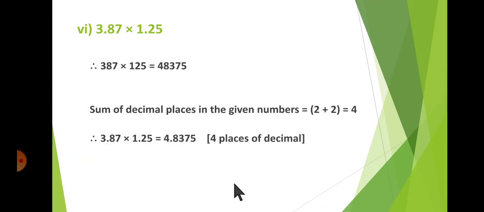Let's see one more question. Question number 6: 3.87 multiplied by 1.27. Both numbers are in decimal form. Firstly, you ignore the decimal and do a simple multiplication. Then you count the decimal places. In the first number 1 2 decimal places and in the second number 1 2. It means the sum of decimal places is 2 plus 2, which is 4. So in the answer you count and move to the left side from the ones place, 1 2 3 4. Then you insert the decimal.